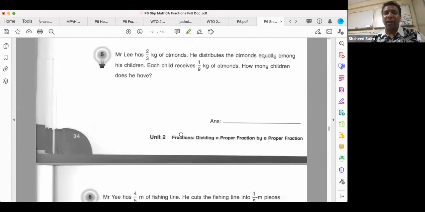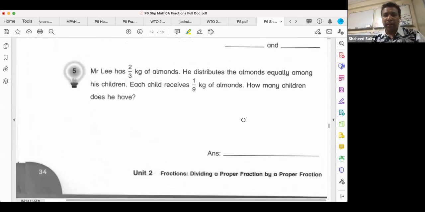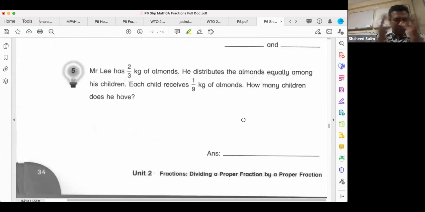This one is a competition. We try this one now. Ask yourself which one must be in front, which one must be behind. You just think first. Distribute means what? Equally. You know it's divide, right? You can do this.